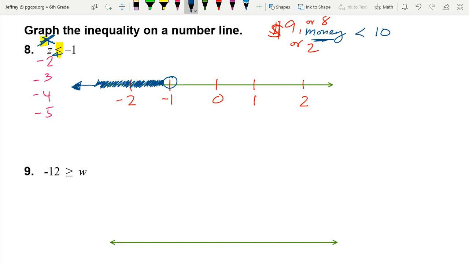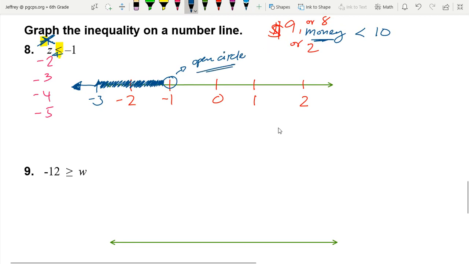So z could be -2, z could be -3, z could be -4, -5. But z is not -1. So -1 is not part of your solution. That's why our circle is an open circle or unshaded circle. Okay? I hope you get that.